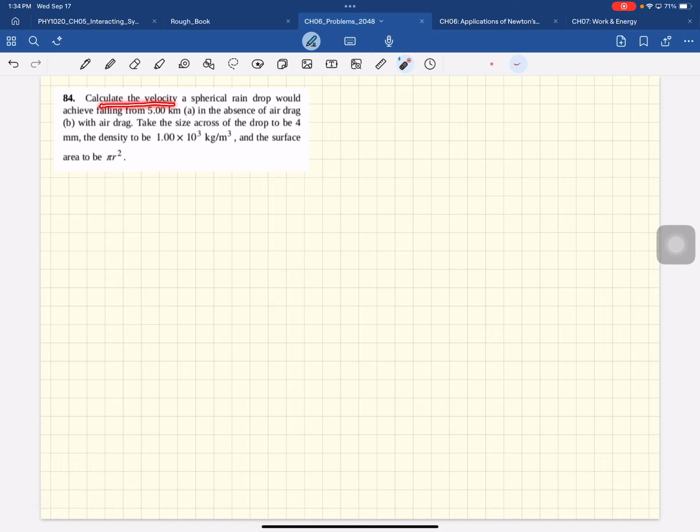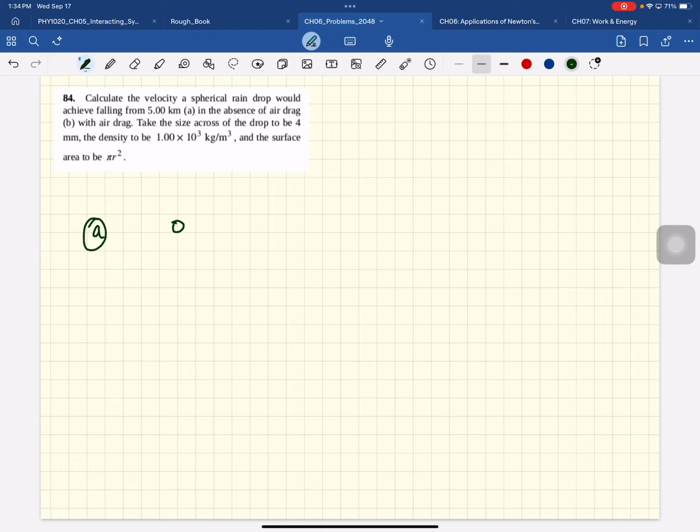This says calculate the velocity a spherical raindrop would achieve falling from 5 kilometers. That's the height of a thundercloud. First in the absence of air drag, and then with air drag present.